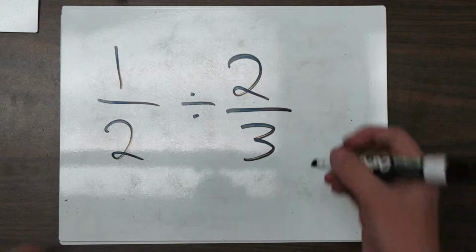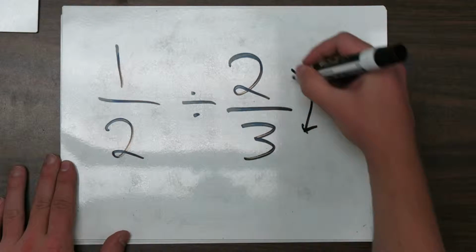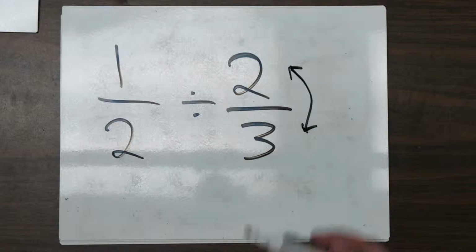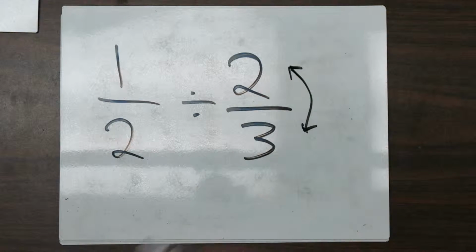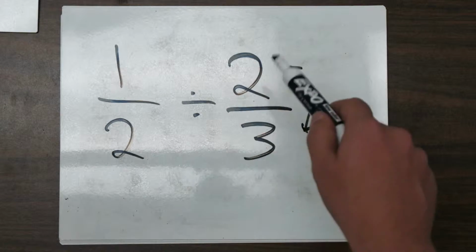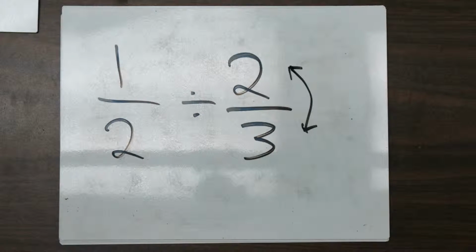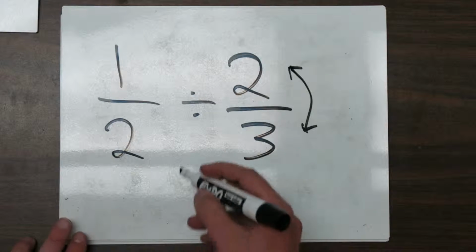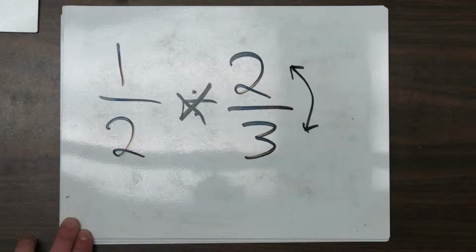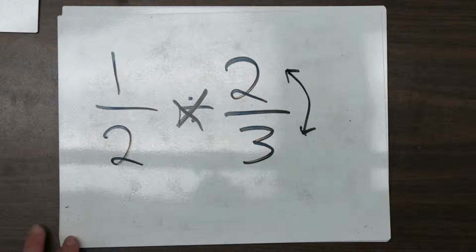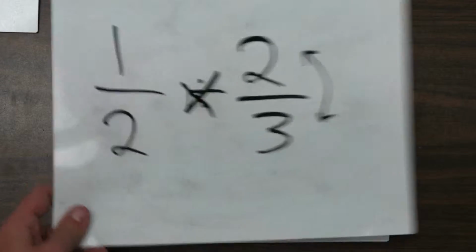The first thing we're going to do is flip the second number, which means I'm going to take the numerator and the denominator and flip them around so that the denominator is now on top and the numerator is now on the bottom. The second thing I'm going to do is change it from a division problem into a multiplication problem. Let's see what that looks like.